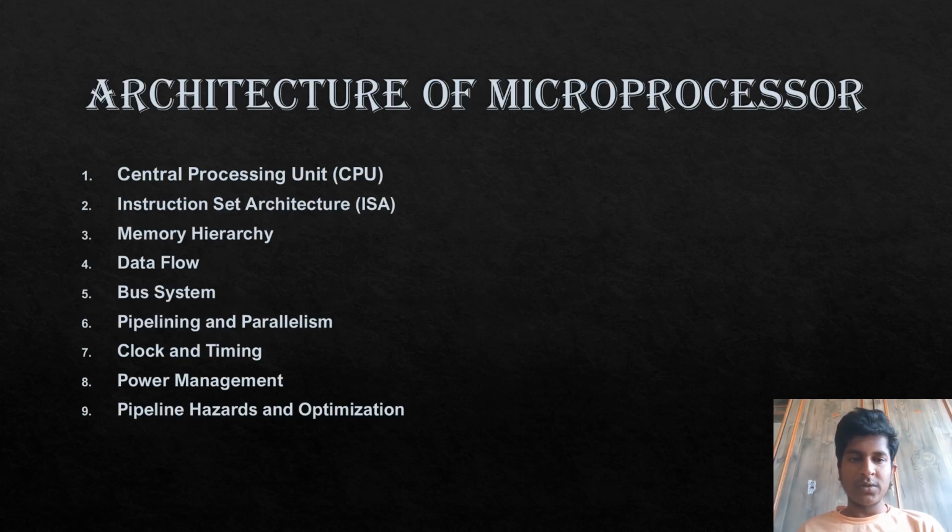Architecture of microprocessors. First, central processing unit (CPU), instruction set architecture (ISA), memory hierarchy, data flow, bus system, pipelining and parallelism, clock and timing, power management, pipeline hazards and optimization.